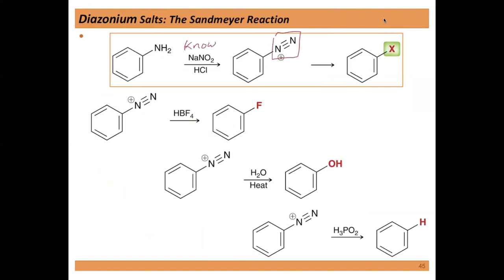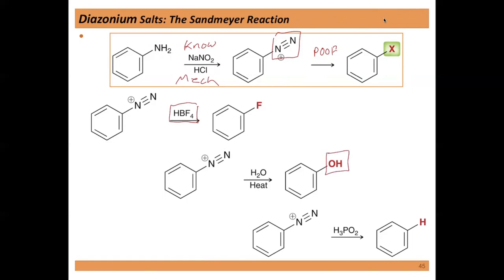So again, we know the mechanism for this. And then for this second step, when we're just replacing that diazonium with group X, it's just kind of poof. And so there are some other transformations that we can make. If you throw in HBF4, you can actually put a fluoride on there, which we haven't been able to do before. If you just throw in H2O and heat, you can actually make a phenol.